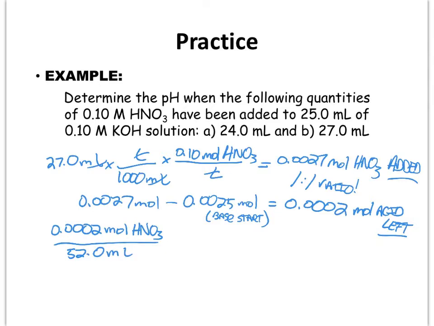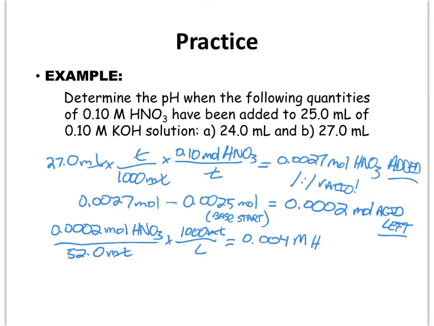Remember, we started with 25 milliliters. We added 27 milliliters. 25 plus 27 gives me 52. We can quickly convert this. There's 1,000 milliliters for every liter. This gives me the concentration. So my ending concentration here would be 0.004 molar.